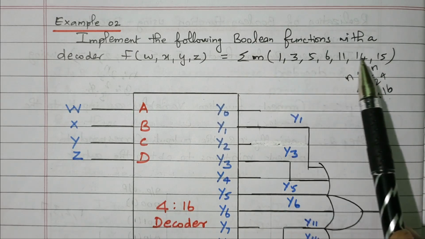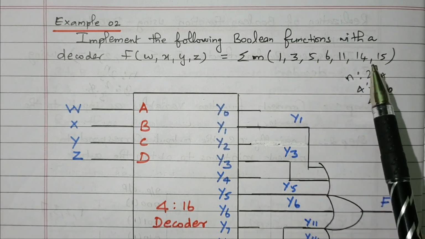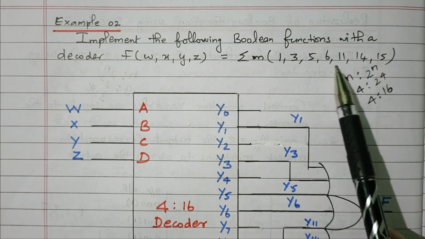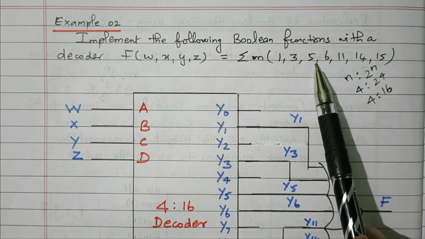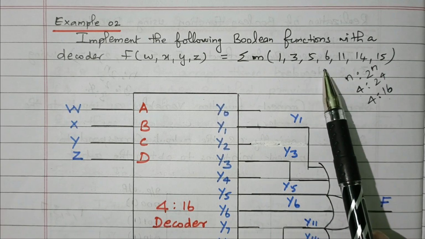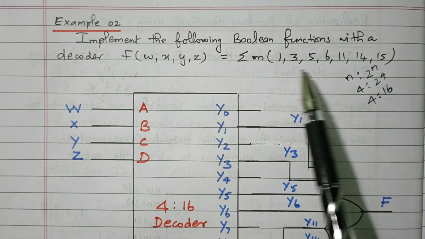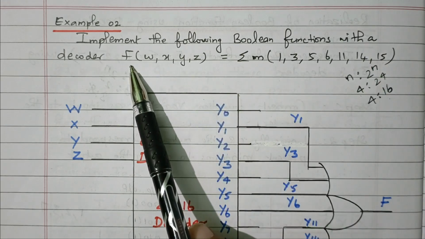We need to connect the required outputs. Only 1, 3, 5, 6, 11, 14 and 15 need to be connected. This is the sum of minterms, so we need one OR gate. All these outputs are connected to the OR gate, so that the OR gate will add all these required minterms and give the final Boolean function f.